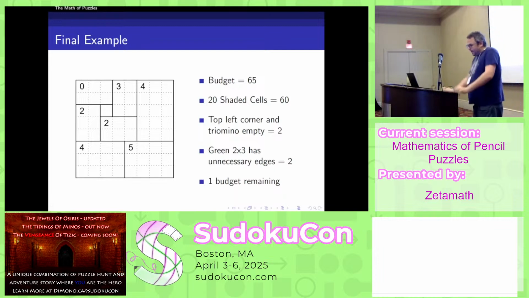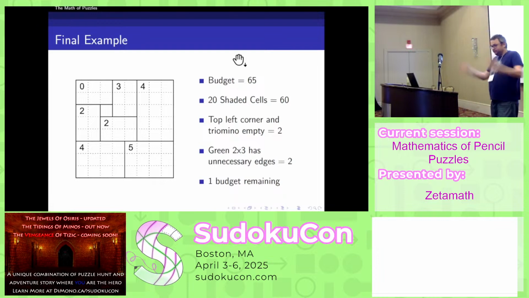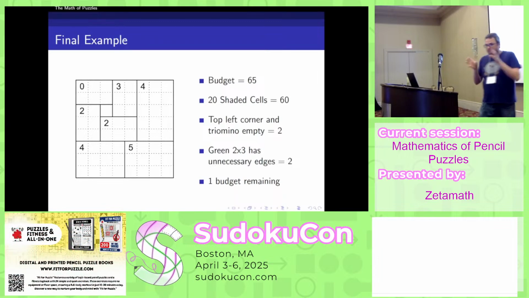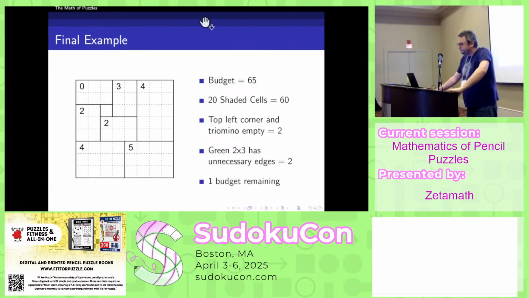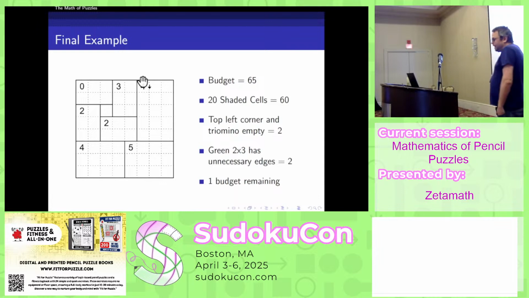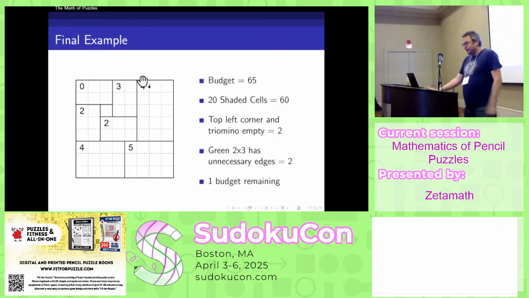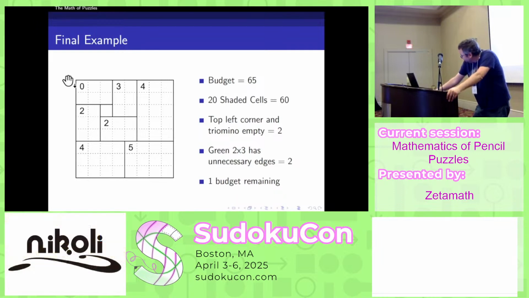And also, I've told you a few other things that are actually going to cost us money. This 20 shaded cells, that's going to cost us 60 right there. So we've already blown most of our budget, but we've got 5 puzzle bucks left over. But this 0 up here is really costly because the 0 actually represents a few things. One, I didn't shade this corner, and I was supposed to do that. That cost me 1.